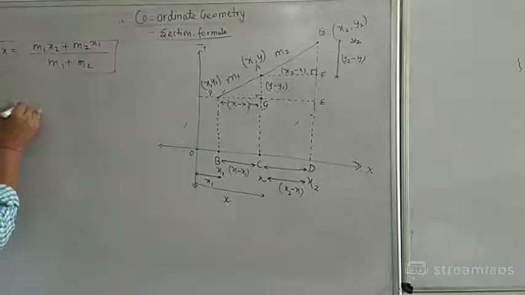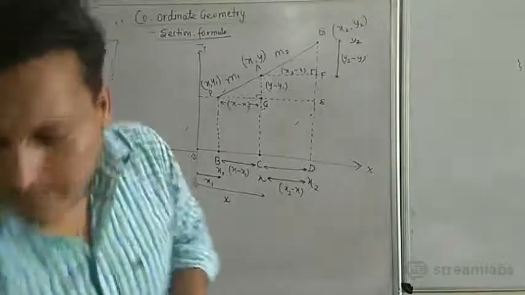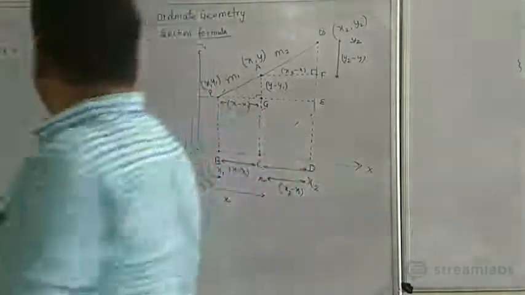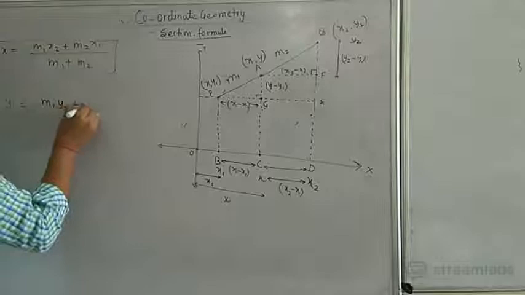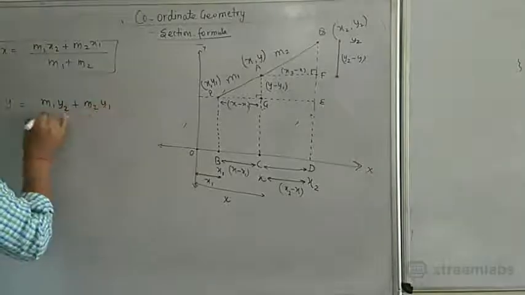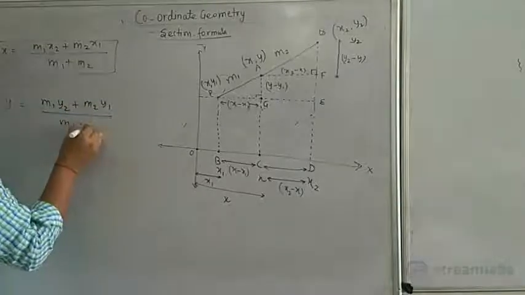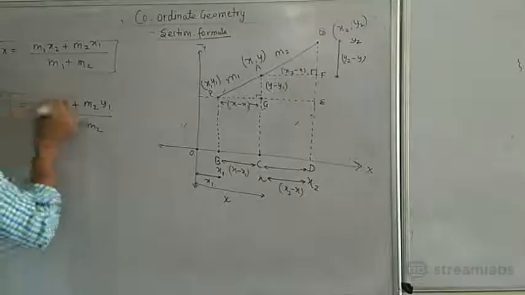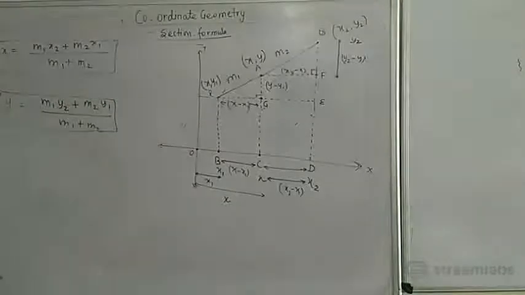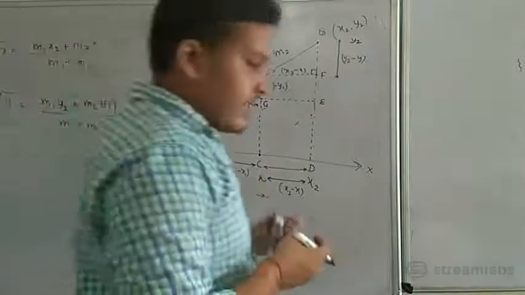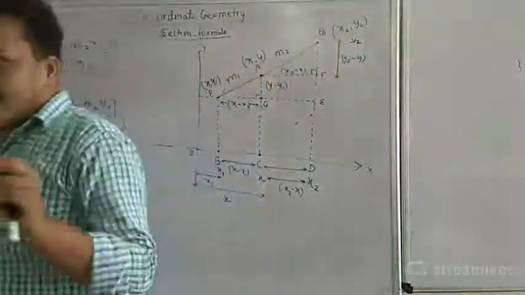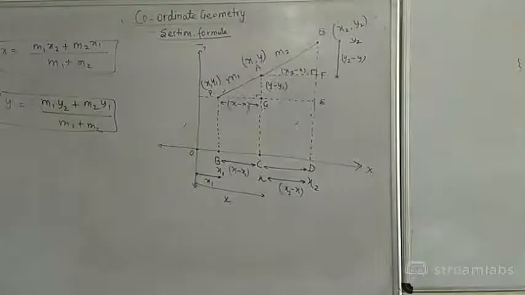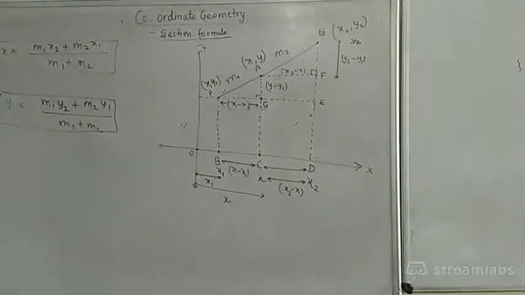So finally y is equal to M1 y2 plus M2 y1 upon M1 plus M2. This formula will form with the help of the second relation. Now tell me any problem. Now after this I will explain how to learn it. What is the shortcut by which we can learn it? If any problem, please tell me.